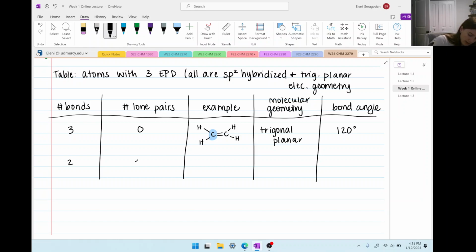Now let's say we have 2 bonds and 1 lone pair. Let's just say, for example, we have a carbon with a lone pair bonded to 2 hydrogens. This is a very unstable carbon because it doesn't have a closed shell. But theoretically, if we think about this molecule, this would have a bent molecular geometry, just like when we have only 2 bonds for tetrahedral electronic. And the bond angles are still 120 degrees. They're not affected by the lone pairs.